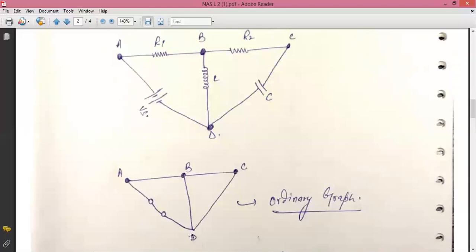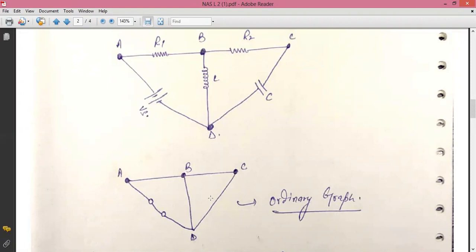Your point number 1. Point number 2 says you have to represent every branch by a dark line or a bold line. That means between node A and B there is one resistance, that is a branch. I can represent it by a dark line. Node number B and node number C, again there is a resistance, that is a branch. I can represent it by a dark line. Node number B and node number D, there is again an inductor. I can represent it by a dark line. Node number C and node number D, there is again a capacitor, that is a branch. I can represent it by a dark line.